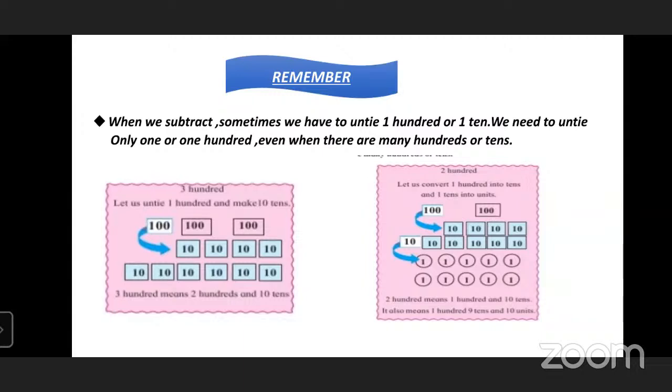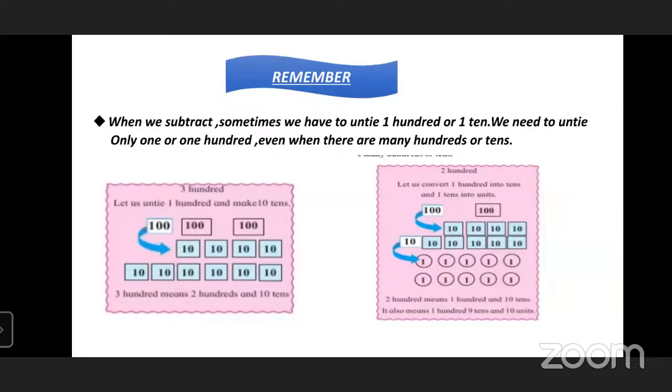Okay. So like we have seen in the earlier slide, we were untying only 100 and the remaining hundreds we were writing as they are. So see here in the first box we have 300. Among those 300 we have untied only 100, that is 10 tens. And the 200s are as they are. So see the last line in that first box: 300s mean 200s and then 10.